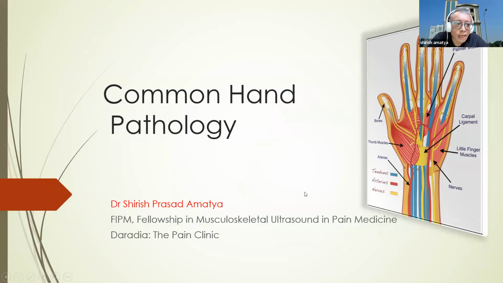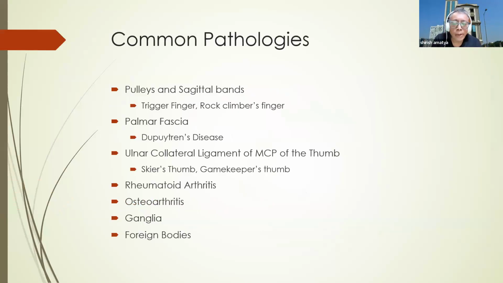Good afternoon, everybody. After a very wonderful presentation by Dr. Milton, I'll be talking about some of the common hand pathologies. A few of my topics have already been covered by Milton, but I'll go through them very briefly so that you won't get bored. There are lots of pain generators in the hand, and I've listed a few in this slide. We'll be talking about pulleys and sagittal band, palmar fascia, a few collateral ligaments, and rheumatoid arthritis and osteoarthritis, as well as ganglia, which have been covered by Dr. Milton, but I'll go through them briefly. Finally, the foreign bodies in the hand.